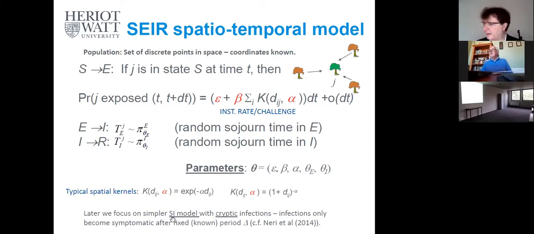Later on, I'm going to look at a simple model where it's just an SI model. So in other words, individuals go from S straight to I. So in other words, this E to I transition happens immediately. And it's going to be one where we have a fixed period before an infection becomes symptomatic. So the SI model with cryptic infections is a development of this model where initially, after infection, an individual can infect other individuals, but it is not symptomatic. So therefore, it would not necessarily be picked up in a survey. And that's a model that we'll use for citrus canker.